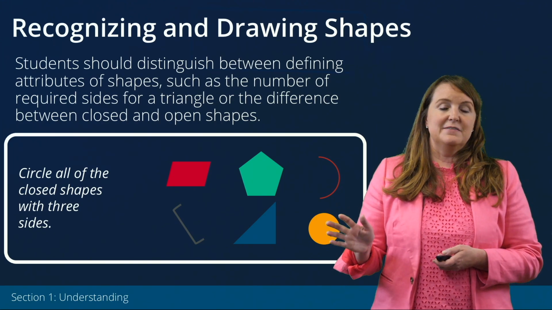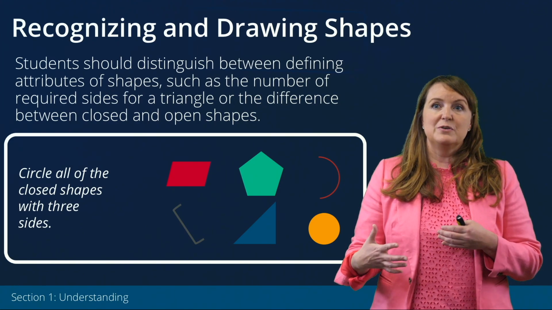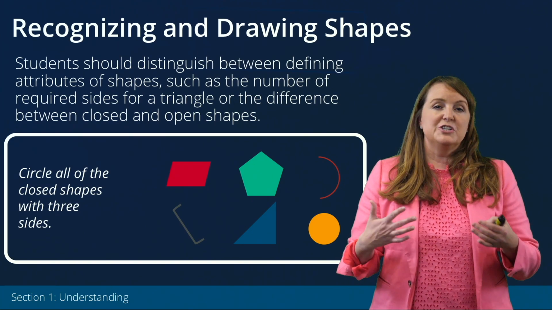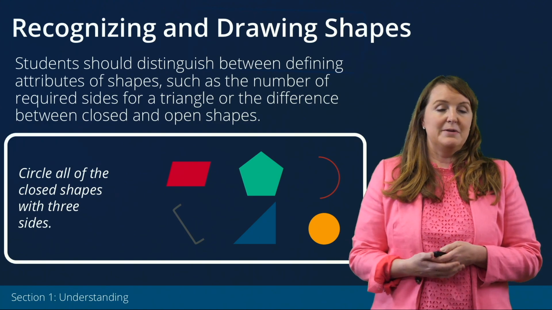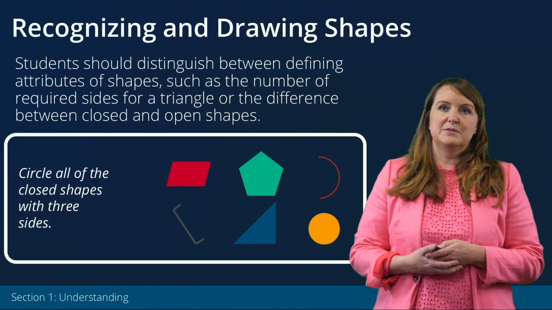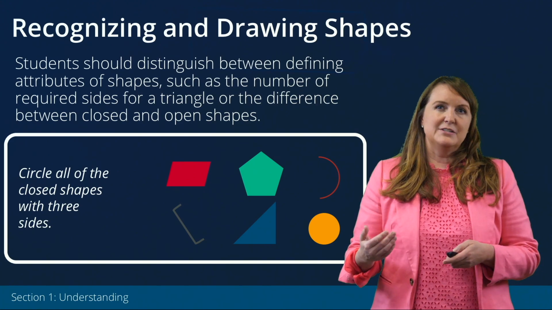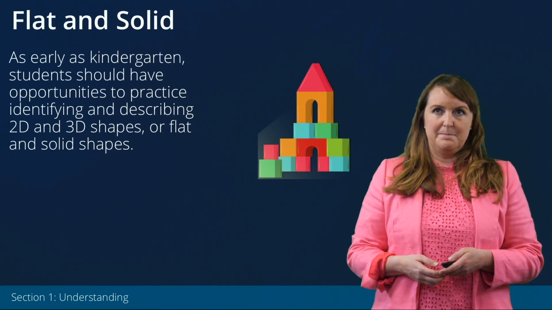So here on this activity, I'm thinking about helping students identify closed shapes with 3 sides. And so here I would ask them to circle all of the closed shapes with 3 sides. So here I'm recognizing those shapes and identifying them.